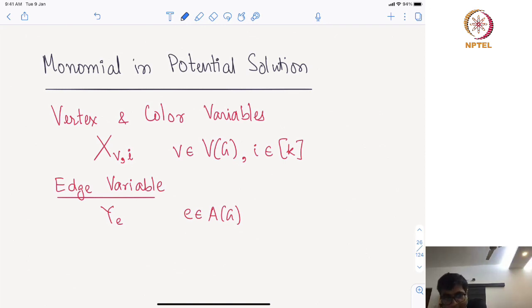And we are going to have an edge variable y e, e in A of G. Remember, it's a directed graph, so a b is not the same as b a. So for every vertex, how many variables do we have? k variables: a vertex name and the color it is assigned. And how many edge variables do we have? So the total number of variables is n k plus m, where m is the number of edges or arcs and n is the number of vertices.